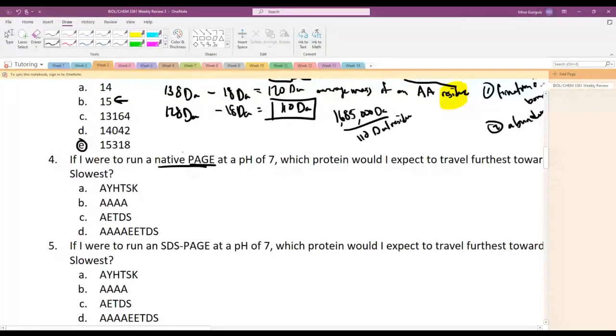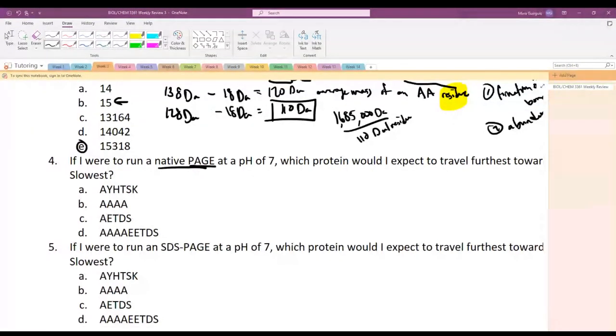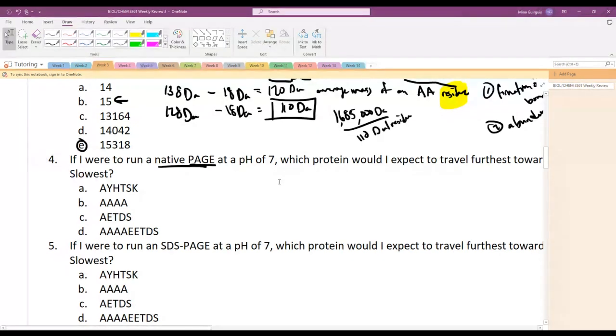PAGE stands for, let's see if I can remember this acronym. It's one of the ones that you never have to learn. I know the last two letters are gel electrophoresis. It is, gosh, let's see, polyacrylamide gel electrophoresis. There we go. I knew it was one of those really long, strange names.